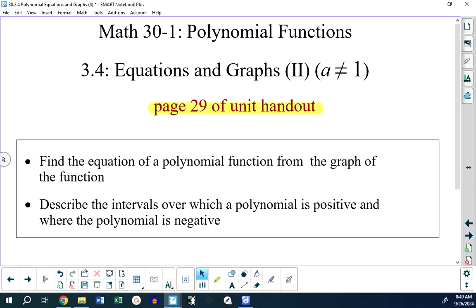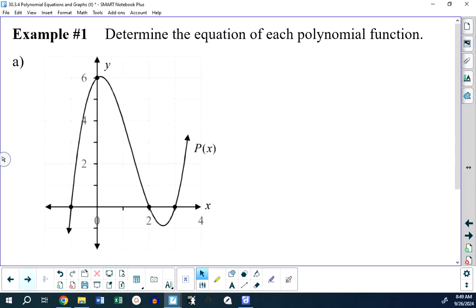We're going to be finding the equations of polynomial functions by looking at the graph of a polynomial function, and also if I give you the equation, you should be able to sketch the graph, but it's mainly this first thing today. And there's this other thing where we're going to be solving polynomial inequalities. So we're just diving in here. We're not learning any new math content.